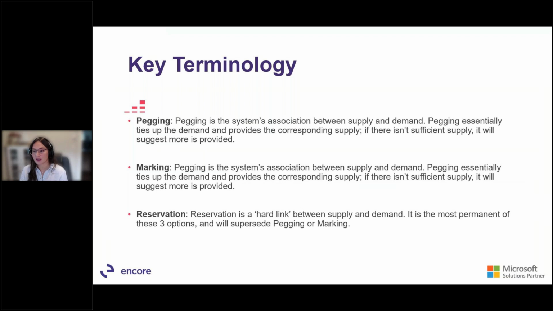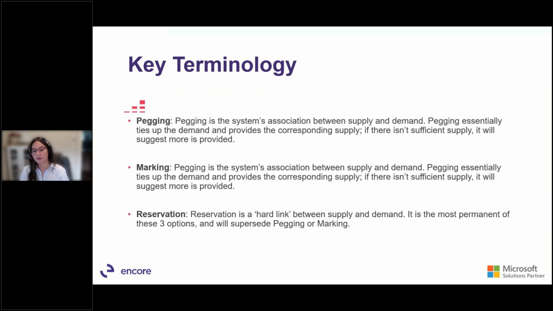Reservation, unlike marking, is a hard link between supply and demand. It's the most permanent of the three options, and it will supersede pegging or marking. Users can put reservations against specific orders, like the example I just gave, and an inbound purchase order. And even under normal circumstances, the system's planning algorithm will completely ignore what the requirement dates are and prioritize reservation first. So reservation takes the highest priority. It's a hard link between supply and demand, and it can be applied by users.